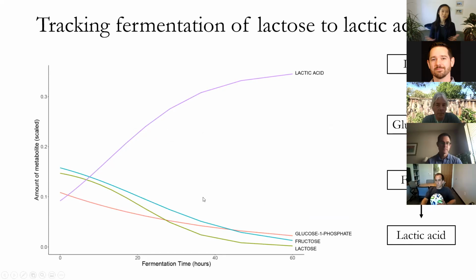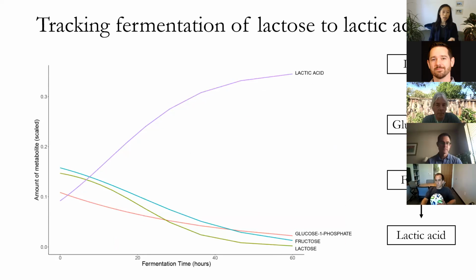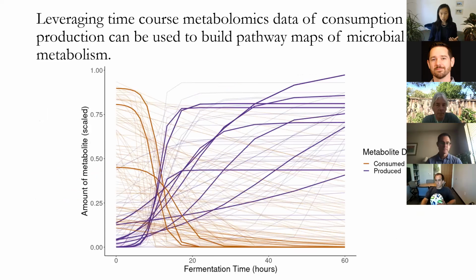So this is just very preliminary data. It's not ready for prime time, but I just really like the way that we can track fermentation, microbial communities over time, and it's really powerful and potentially could be used to leverage time course metabolomics data to construct pathway maps of metabolism for small molecules that are upstream and downstream from each other, much more complicated than lactose to lactic acid, and potentially uncover really novel pathways.